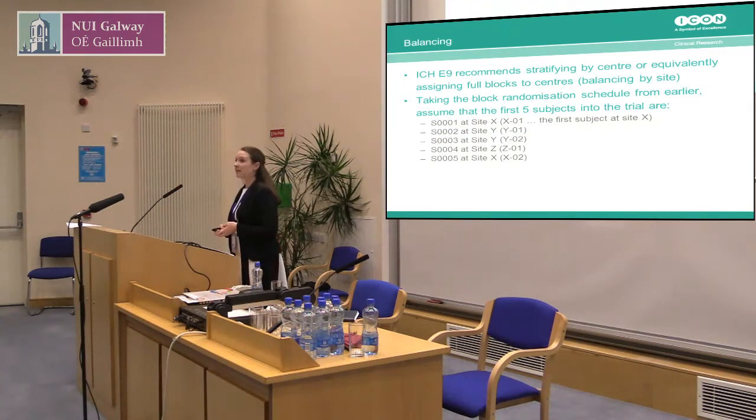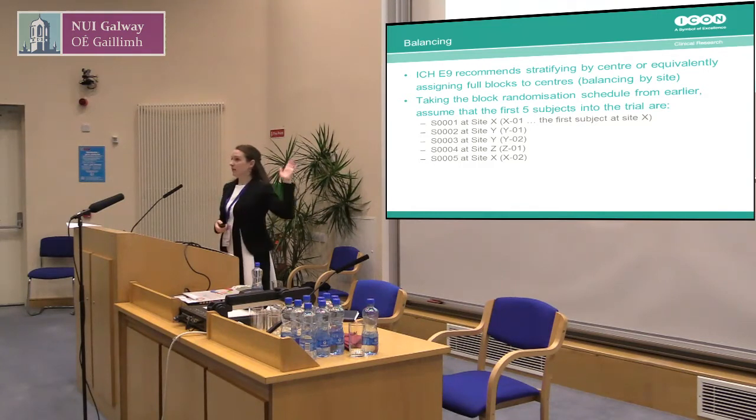So going on to another topic, which is about balancing, and Frances touched on this in her presentation. ICH E9, which is Statistical Principles for Clinical Trials, recommends that you should be stratifying by centre, or equivalently that you be assigning groups of blocks to each centre, which is balancing by site. This effectively divides the randomisation list into distinct parts. Each centre has a part of the randomisation list and can operate independently of other centres.